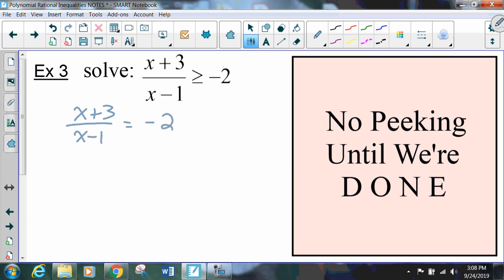You could choose to cross multiply, or you could choose to get rid of the x minus 1 in the denominator by multiplying both sides. I'm going to do that. Choop, choop, it's gone. And I'm going to go ahead and distribute that -2.